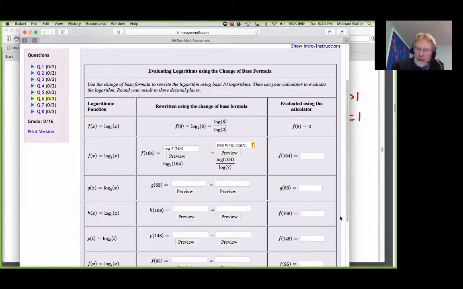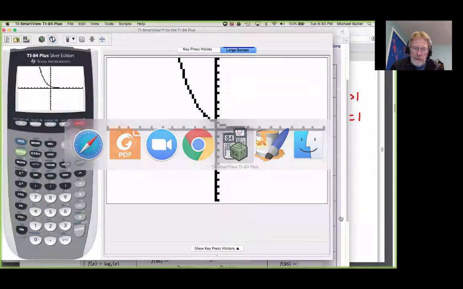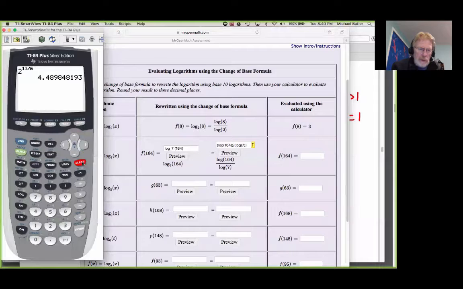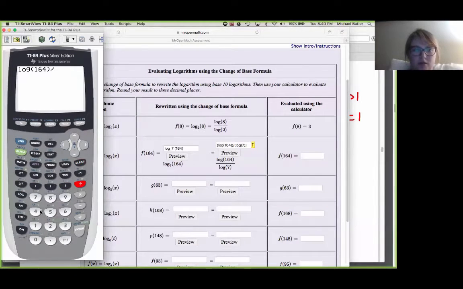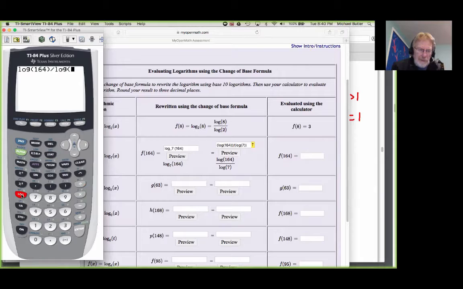And then it says evaluate using the calculator. And they say round our results to 3 places. So if I go get the calculator here, I'm going to need this huge screen. So there's a log key in our calculator. So we go log of 164. Yeah, I had to look up how to do that because I never got to that. That's okay, no worries. You got time yet, right? And then log of 7, and then hit enter.